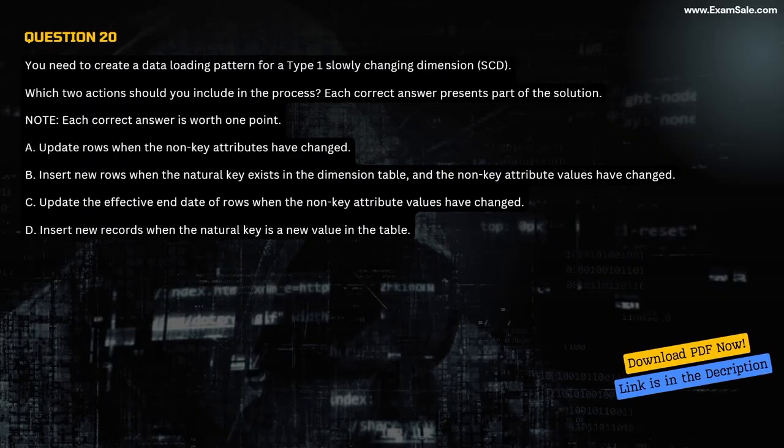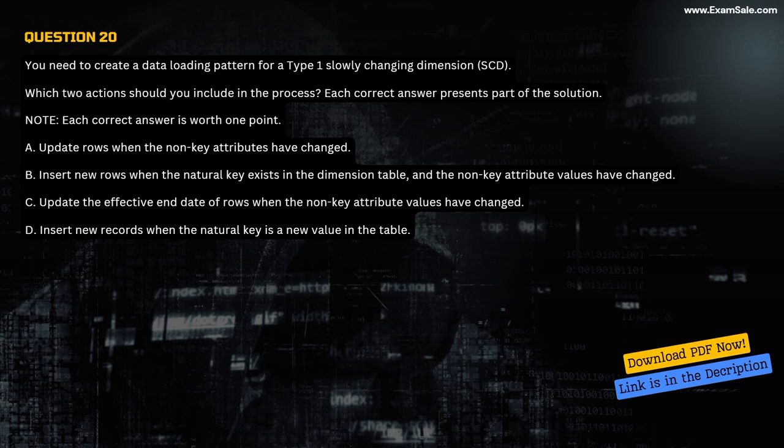Question 20. You need to create a data loading pattern for a Type 1 slowly changing dimension, SCD. Which 2 actions should you include in the process? Each correct answer presents part of the solution. Note, each correct answer is worth 1 point. A. Update rows when the non-key attributes have changed. B. Insert new rows when the natural key exists in the dimension table, and the non-key attribute values have changed. C. Update the effective end date of rows when the non-key attribute values have changed. D. Insert new records when the natural key is a new value in the table.